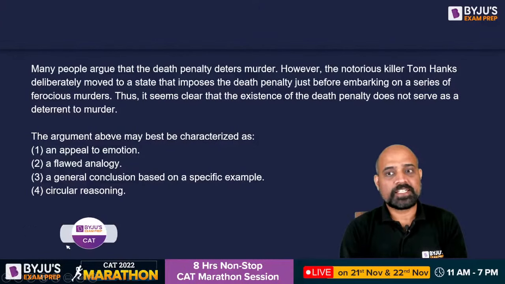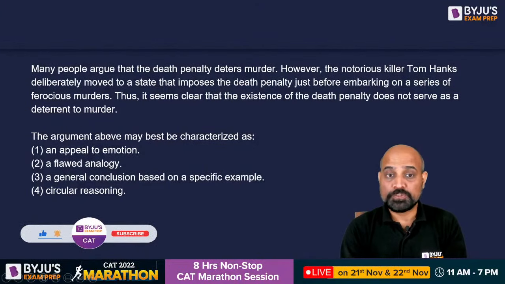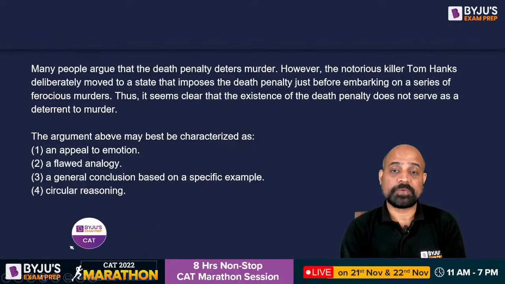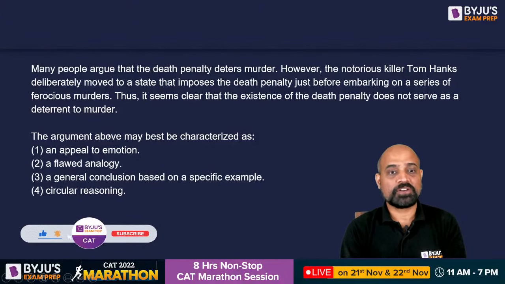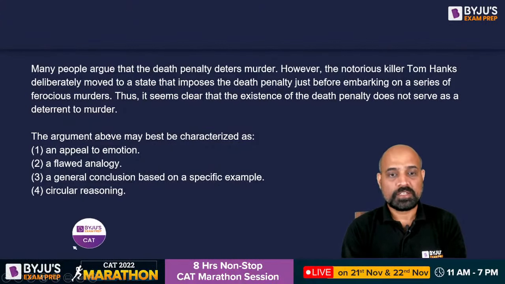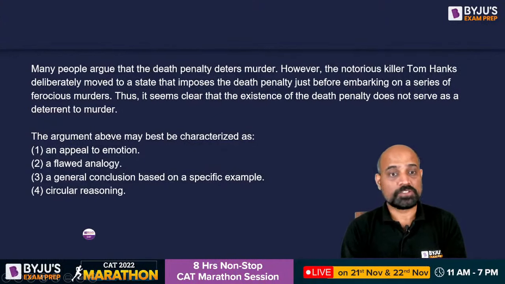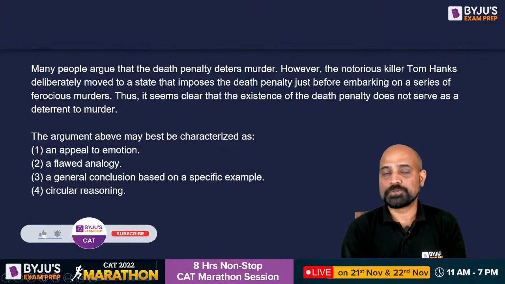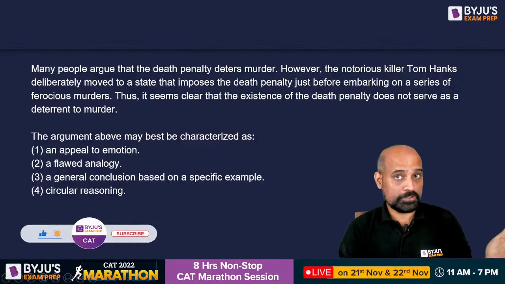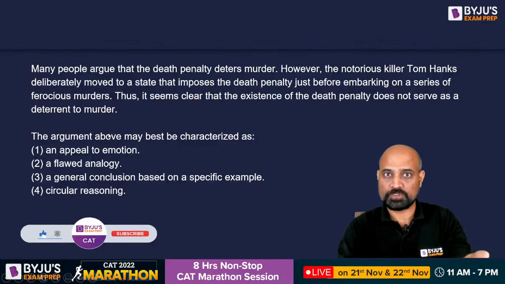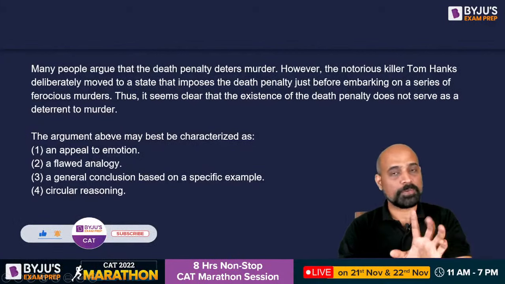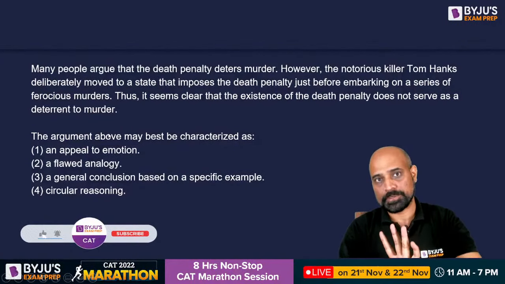However, the notorious killer Tom Hanks deliberately moved to a state that imposes the death penalty just before embarking on a series of ferocious murders. Thus, it seems clear that the existence of the death penalty does not serve as a deterrent to murder. Okay. So, what this passage is about, so while you were reading, you should also comprehend. You shouldn't read such small paragraphs twice or thrice. एक बार ही पढ़ो, पर धीरे-धीरे पढ़ो and समझ के पढ़ो.